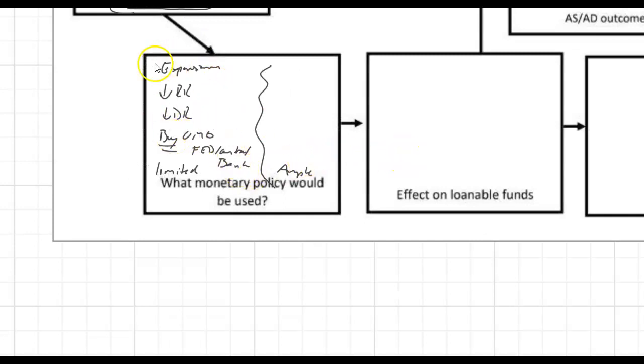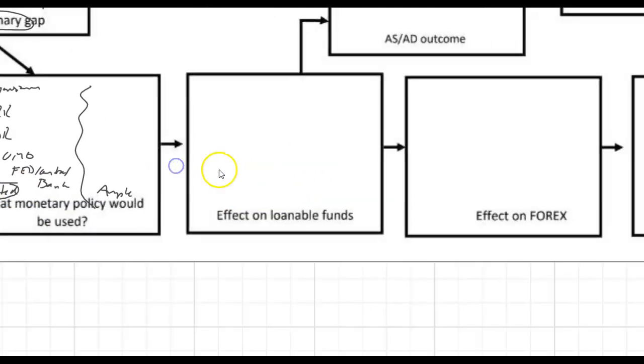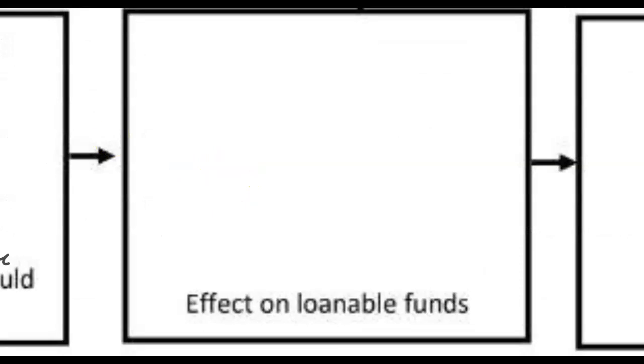So how are these open market operations expanding the supply of money? That's the goal, to increase the supply of money. How's that going to affect the loanable funds graph? Because of the monetary policies, we have an increase in the supply of money.